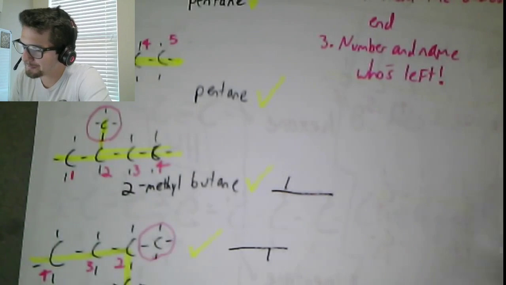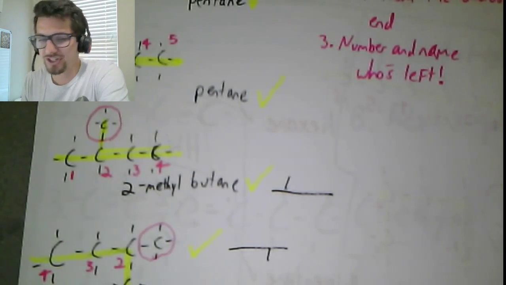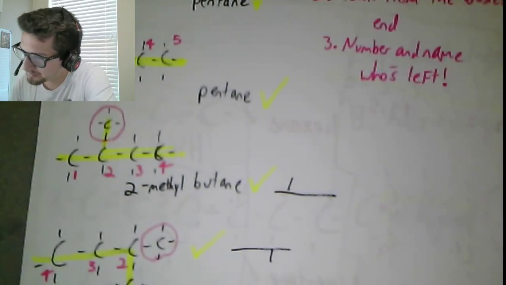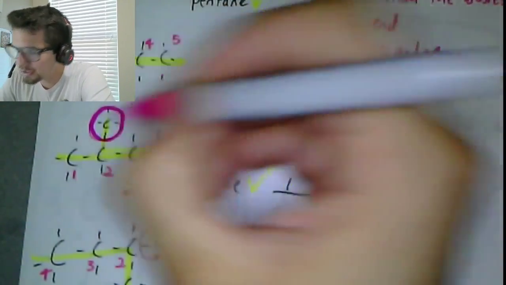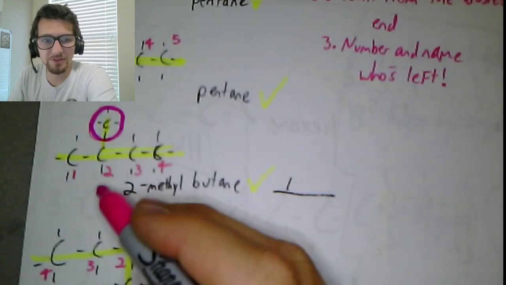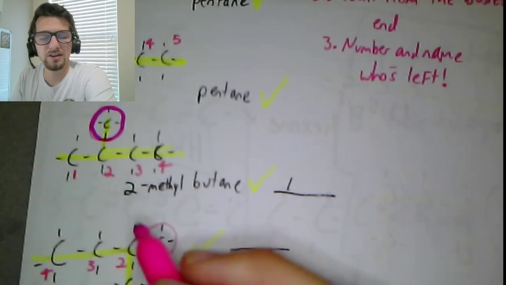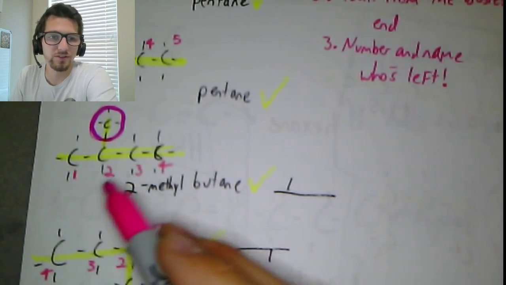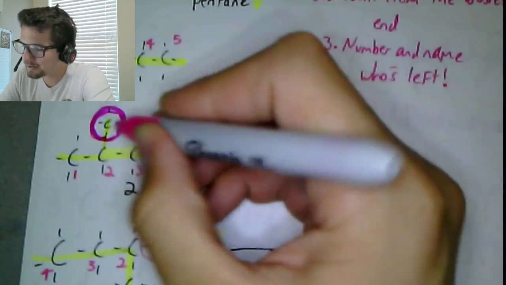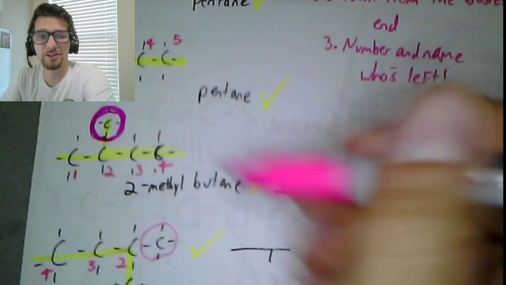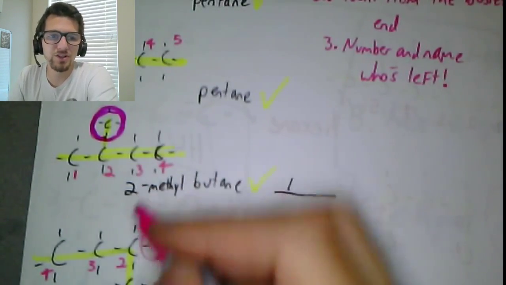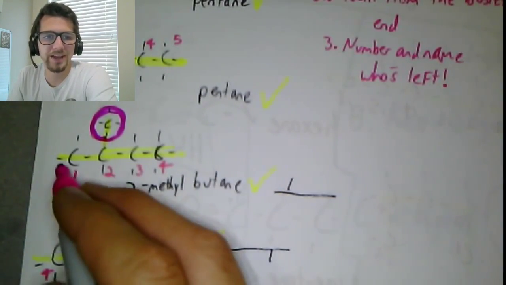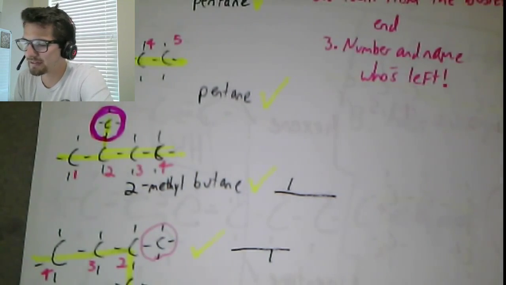1, 2, 3, 4. And the question is, what's the lowest number that this guy that's left alone is touching? The lowest number he's touching is number 2. So what is this guy called? A single carbon? It's a methyl group. So the methyl is on number 2, so it would be a 2-methyl, and then we have butane chilling right here with the 4.